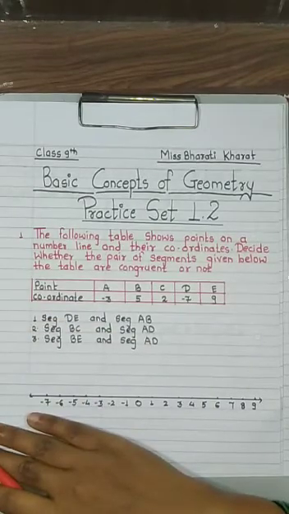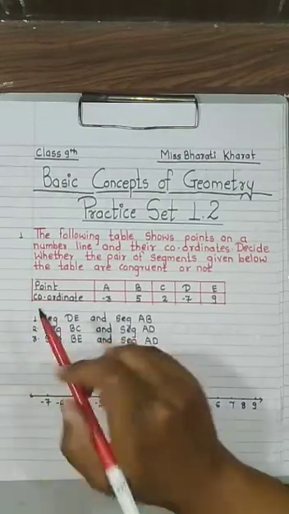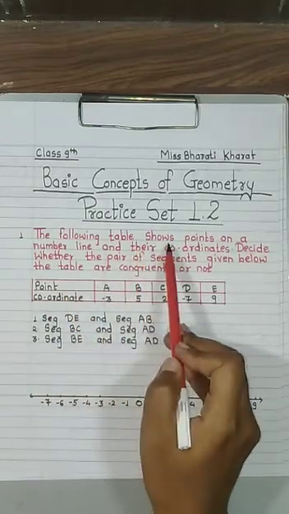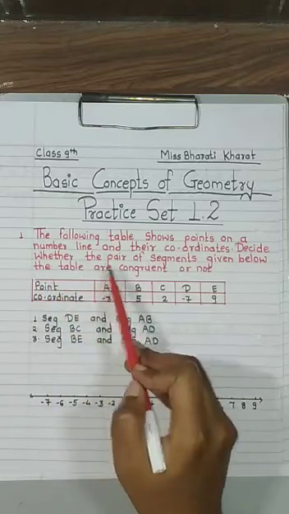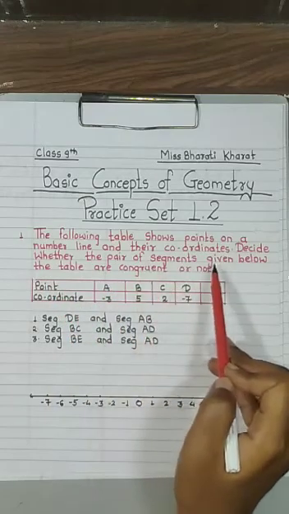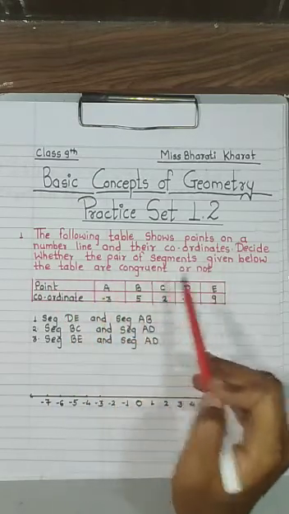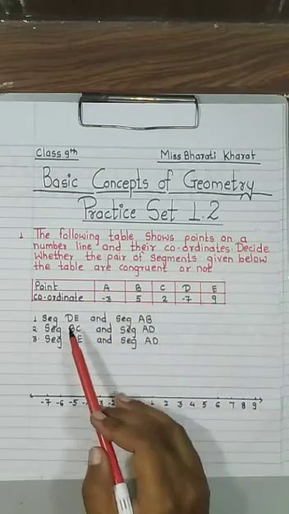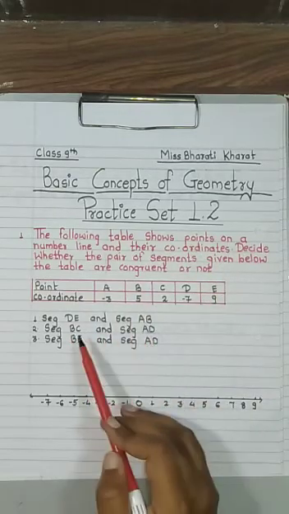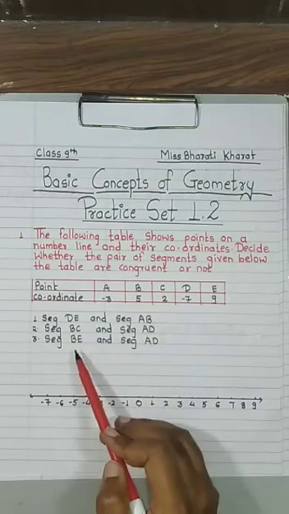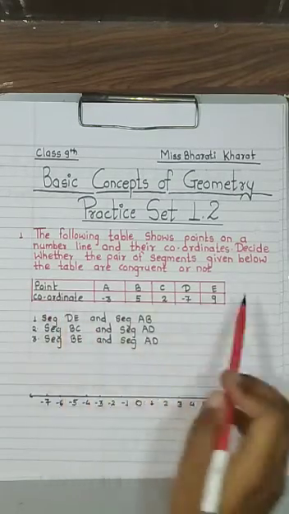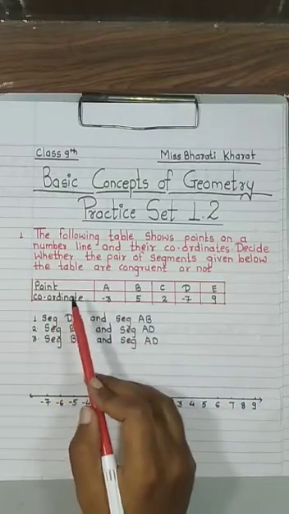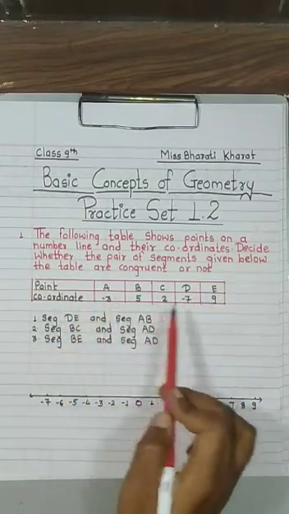Now in practice set 1.2, question number 1 is: the following table shows points on a number line and their coordinates. Decide whether the pair of segments given below the table are congruent or not. You have to tell whether DE and AB, BC and AD, BE and AD are congruent or not. For that they have given a table. In this table they have given some points along with their coordinates.